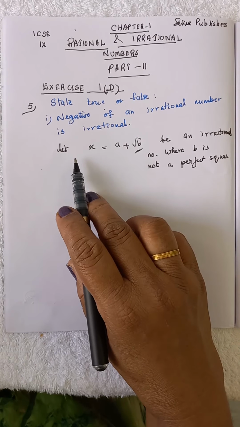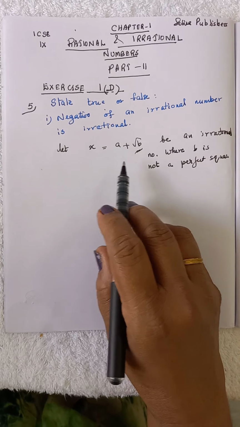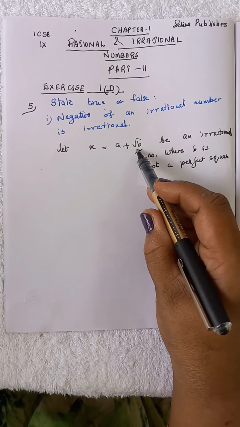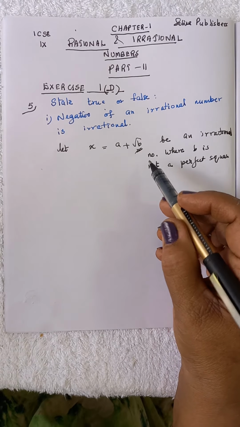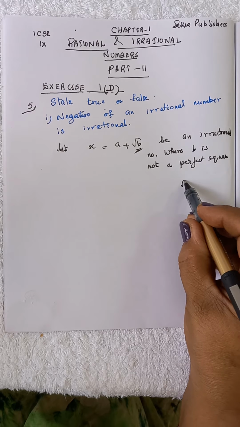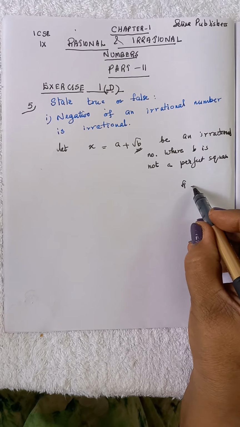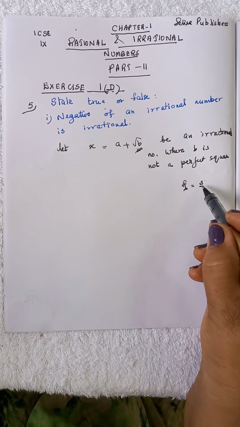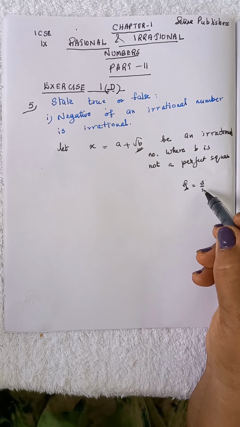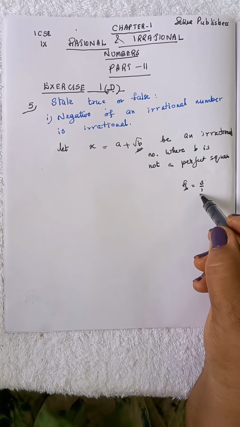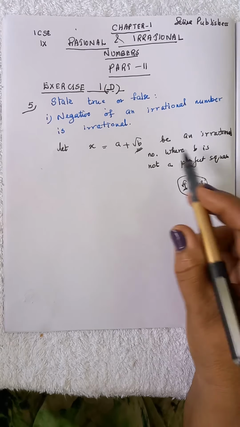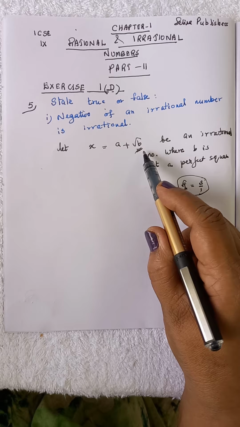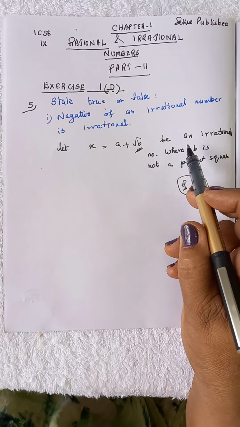In this case we are taking this x as a plus root b, where this b is not a perfect square. If this b is a perfect square, for example, if this is root 9, this is a perfect square. So answer is 3. This is a rational number because this can be written as 3 by 1, p by q form, where q not equal to 0. So in this case we are taking root b, where b is not a perfect square.